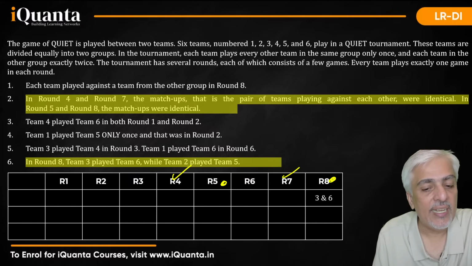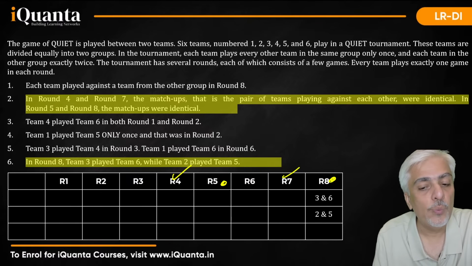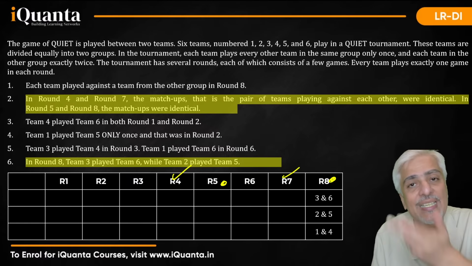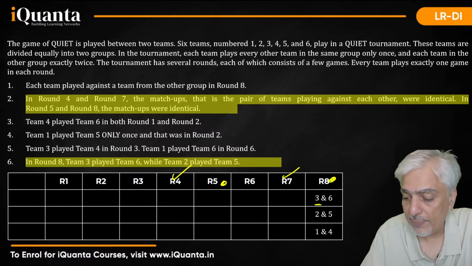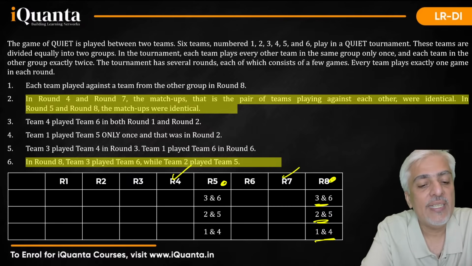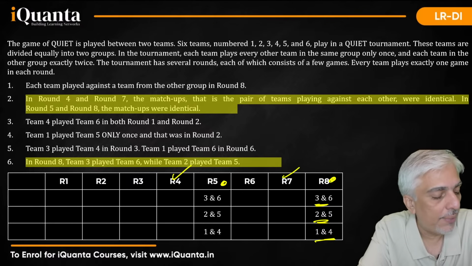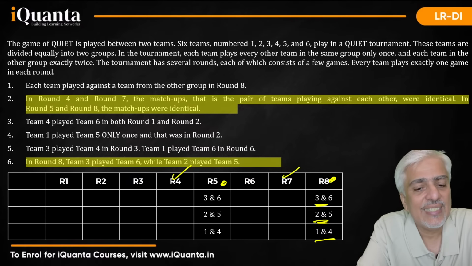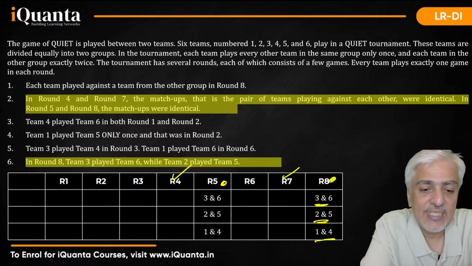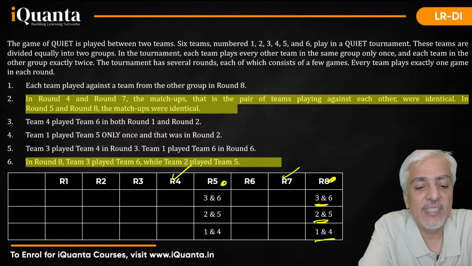So let's start putting in round 8, team 3 played 6 and 2 played 5. And so automatically 1 has to play 4. So 3 plays 6, 2 plays 5. So nothing else is left, 1 has to play 4. So 3 plays 6 over here also, 2 plays 5, 1 plays 4. What about exactly 6 teams were there? I've already discussed the basics of the set. That is why I've started directly now. Now, what else?